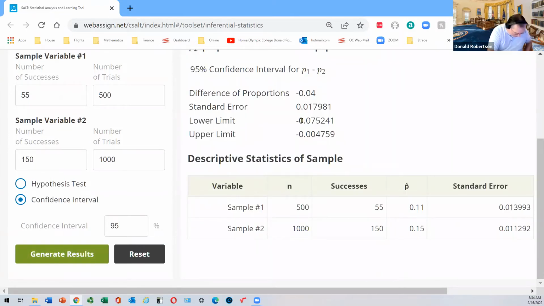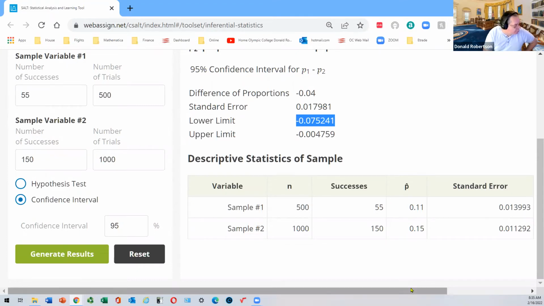And yes, this interval does have negative numbers, and I'm going to turn them into percentages. So the first one, which is this lower limit, is a negative 0.075. This is a decimal version first, and then negative 0.005 if you go the other way, right?